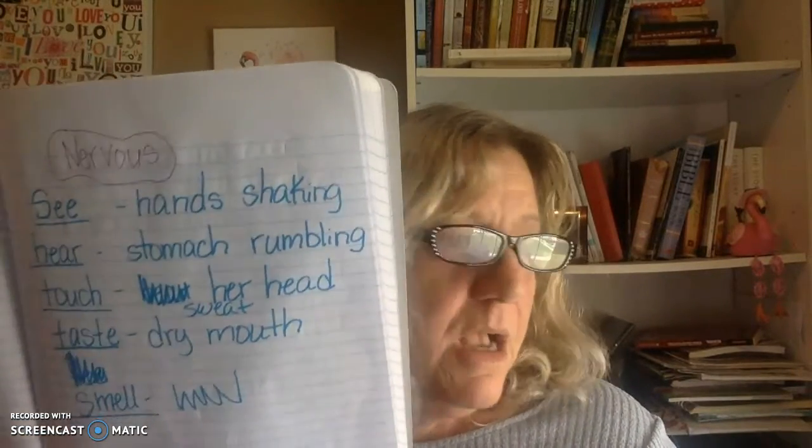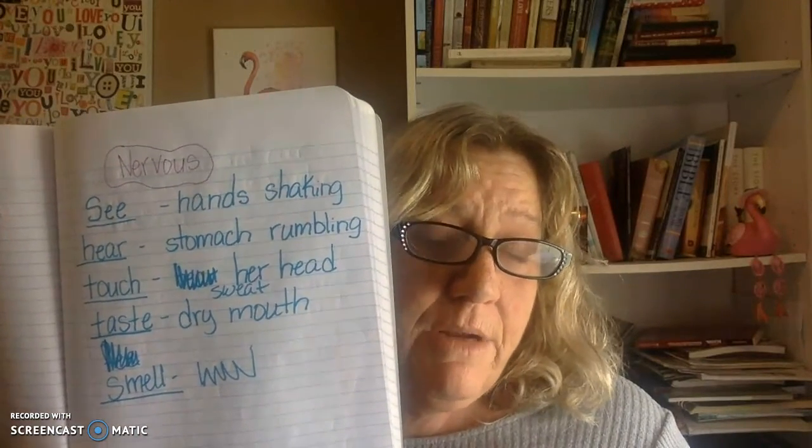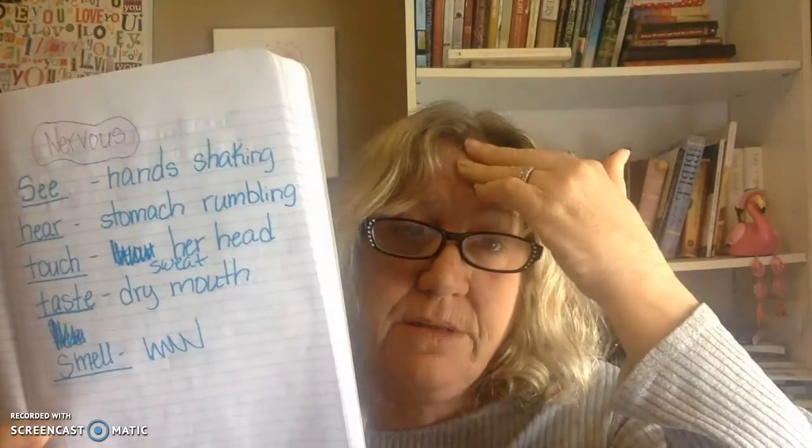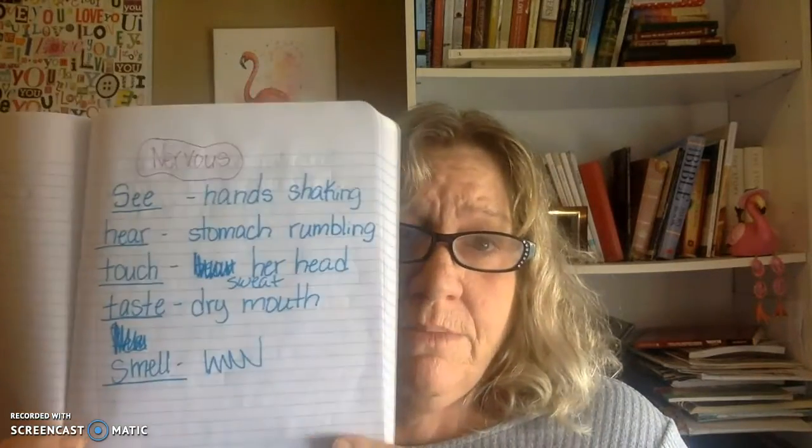And then I thought of my 5 senses, and what do I look like or somebody look like when they're nervous? So what do you see? Oh, her hands might be shaking because she's nervous. Here, because I talked about her stomach, she's going to hear her stomach rumbling. Maybe she's going to touch her head because, oh, my head hurts. And maybe she's going to sweat. So she might touch sweat coming down her face. Her taste. She's not going to really taste anything, but she might have a dry mouth. Her mouth might be dry. I don't know. And smell.